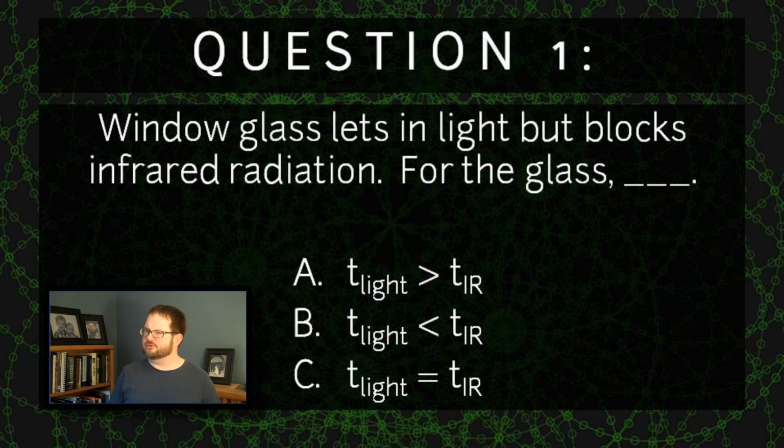Alright, so we're picturing window glass here. The light comes through, but the infrared radiation doesn't. What do we say about the properties of this window glass? Take a look at your three options. Choose one of the three options below this video to get a little feedback before we move on to question 2.